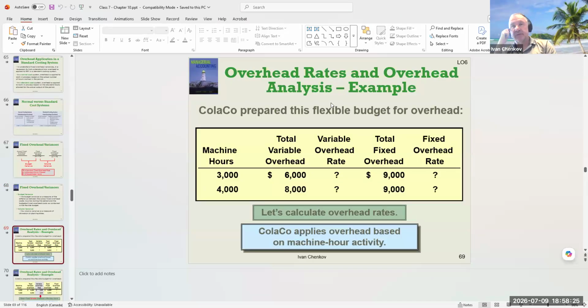What we need to know first, don't forget, we have variable cost and we have fixed cost. Fixed cost in total never changes if it stays within the relevant range.